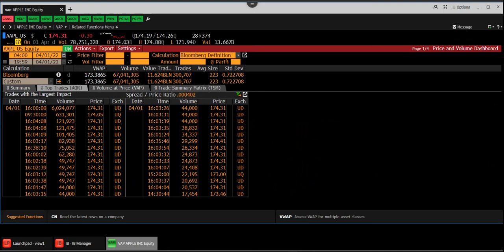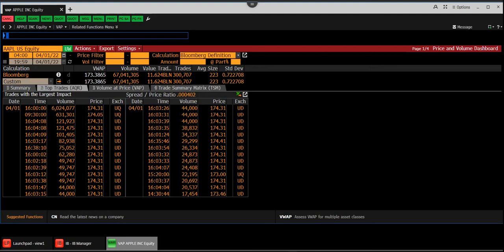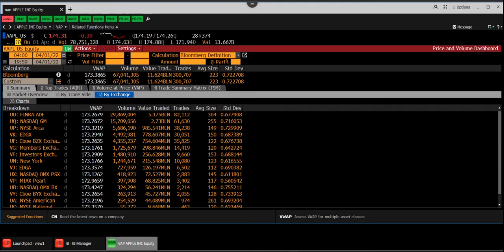And then if you click here, you can also see top trades. So yes, 6 million was traded at 4 p.m., so market close to the general public, and that price was 174.31. So it looks to me that someone was either bullish or bearish about Apple and used that block of time to trade those shares.